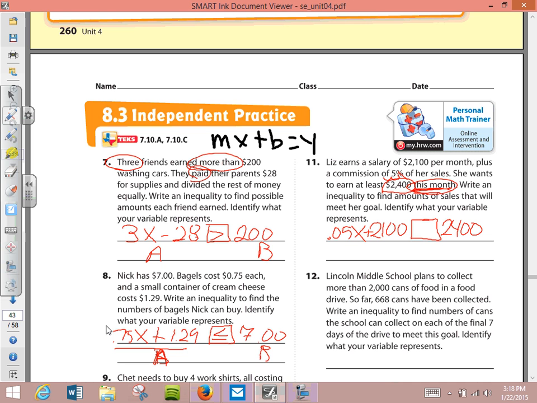So all of this has to be what to 2,400? Greater than or equal to. At least means you have to be at that point or higher, right? So it could be equal to or more. So it'll be greater than or equal to 2,400.